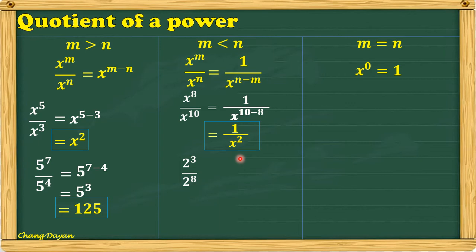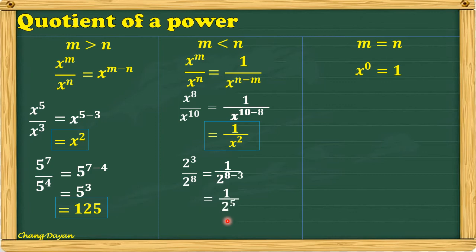Another example. You'll have here 2 cubed all over 2 raised to the 8th power. That is equal to, again, mas mataas ang exponent ng ating denominator kesa sa ating numerator. So, kukunin natin ang reciprocal. So, magiging 1 over 2 raised to 8. Ang 8 po, ito yung n natin. Dito natin nakuha sa ilalim yan, sa ating denominator. Minus yung exponent sa numerator, which is 3.